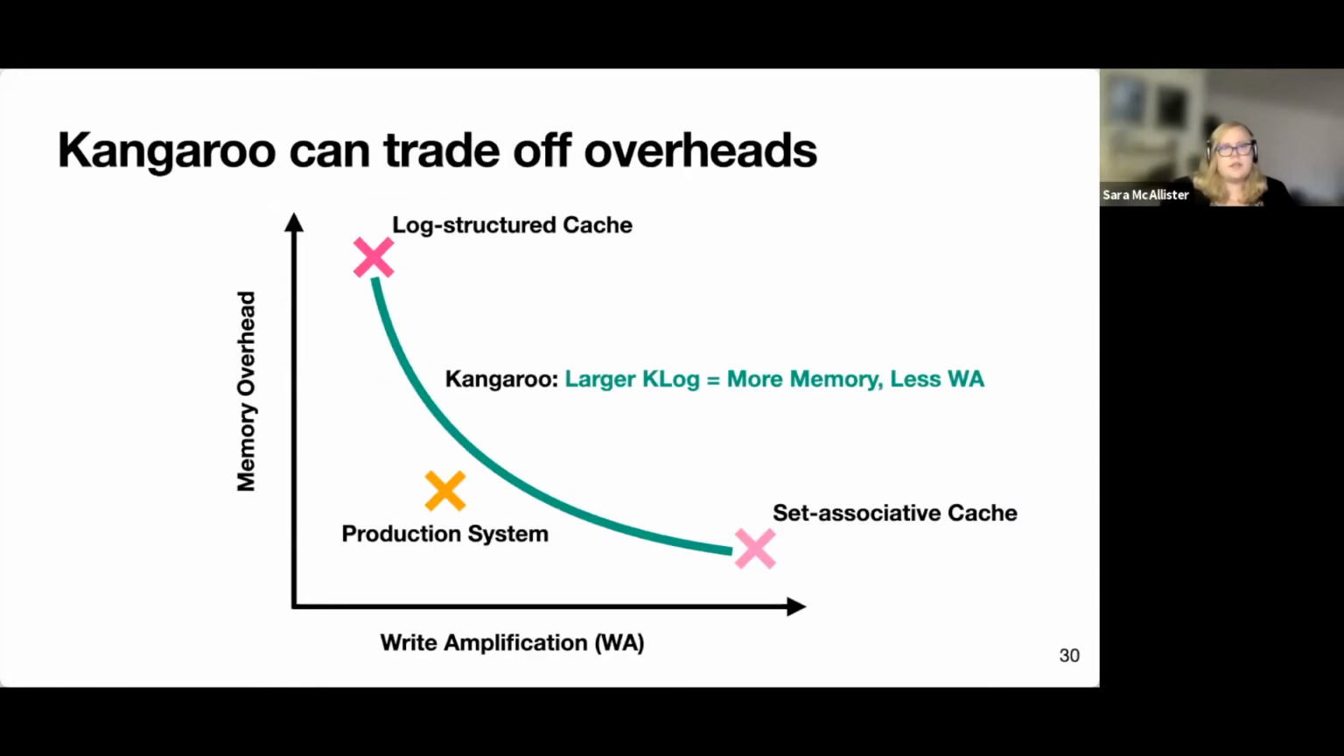And so this allows Kangaroo to span trade-offs. The larger KLog is, the more collisions that'll occur, which means the lower write amplification, but the higher memory overhead Kangaroo will have so that we can index that larger KLog. And so as you can see, we can span this memory overhead versus write amplification trade-off that we had earlier. However, even with this design, we don't quite reach the production system desired goal. And so now we ask, can we move the Kangaroo curve farther to the left?